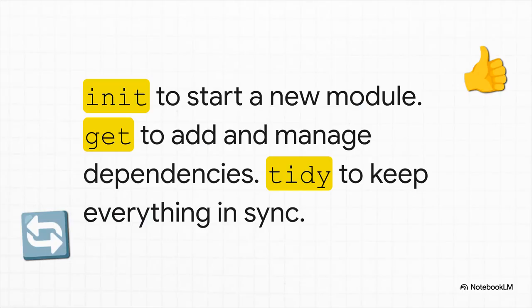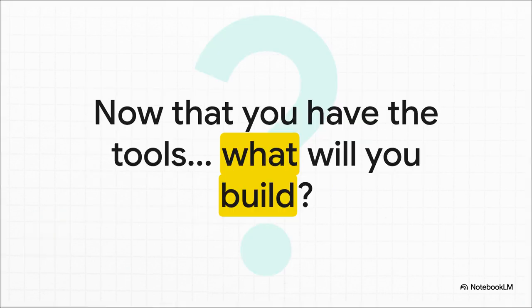So when you boil it all down, this is the core loop. You init your project once. As you're developing, you get new dependencies or update existing ones, and every so often you run tidy to keep everything in sync. Init, get, tidy. That's the rhythm of Go dependency management. So there you have it. A clean, powerful, and surprisingly simple way to manage the building blocks for your applications. You know how to find your tools, add them to your belt, and keep everything organized. The only question left is, what are you going to build?